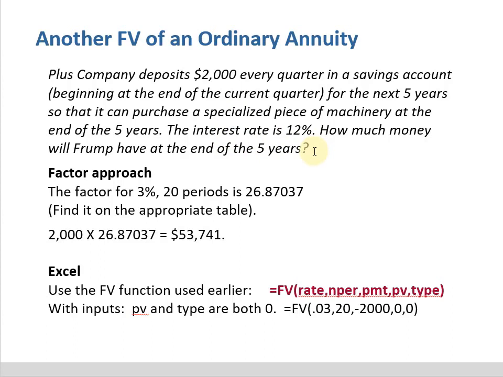So you'd go to your future value of an ordinary annuity table. You'd look up the factor for 3%, 20 periods. It's quarterly compounding, so you divide the interest rate by 4 and multiply the number of years by 4 and turn it into quarters. So it's 3% interest per quarter, 20 quarters, and you can see the factor here. You use the factor by multiplying it times the annuity amount.